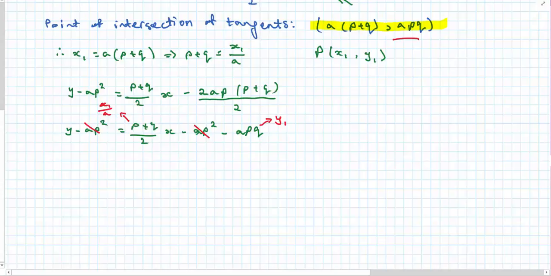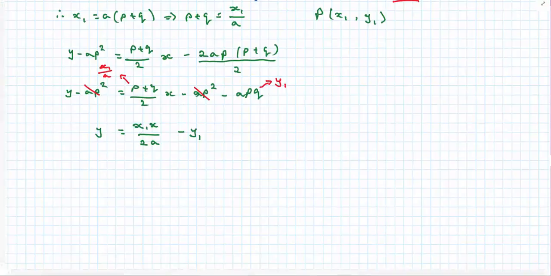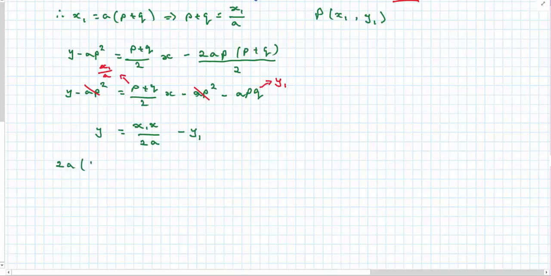So my equation will become y equals x1x over 2a minus y1. Rearrange and multiply, I end up with 2a(y plus y1) equals x1x, which was the property I needed.